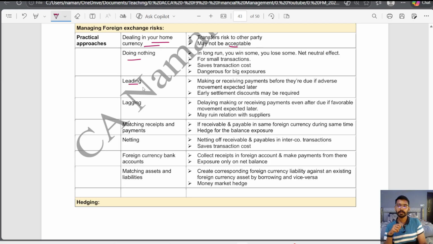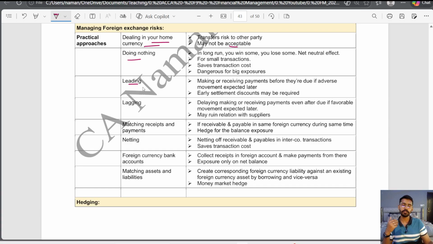Then another practical approach is leading. Leading is in advance. The opposite of that is lagging. Lag is delay. Leading is in advance, lagging is in delay. So you try leading when you are anticipating that the foreign exchange rate is going to change adversely sometime later. So you want to do the transaction right now. You want to settle the transaction immediately or earlier.